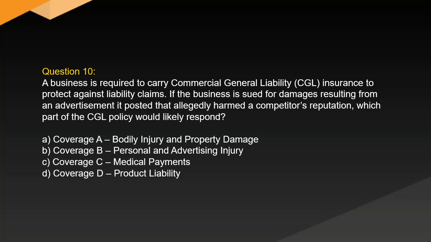Question 10. A business is required to carry commercial general liability (CGL) insurance to protect against liability claims if the business is sued for damages resulting from an advertisement it posted that allegedly harmed a competitor's reputation. Which part of the CGL policy would likely respond? A. Coverage A. Bodily injury and property damage. B. Coverage B. Personal and advertising injury. C. Coverage C. Medical payments. D. Coverage D. Product liability.